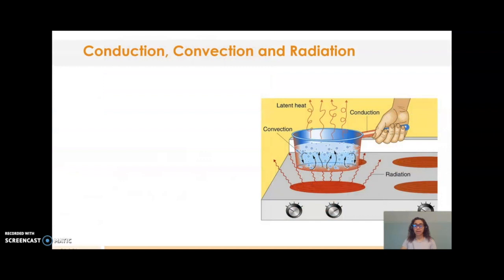In this picture, we are able to see the three different types of heat transfer all at once. It's conduction when the person is touching the hot pan, there's convection within the boiling water, and then there is radiation from the oven, the stovetop, towards the pan.